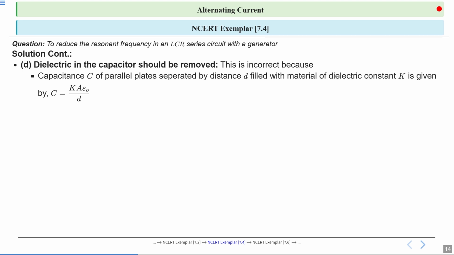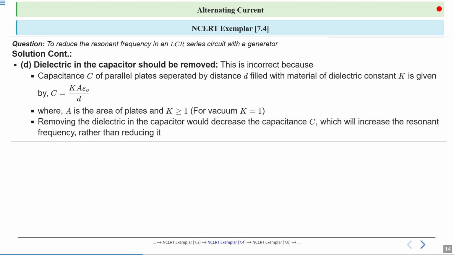So the capacitance C of parallel plates separated by a distance d, filled with a material of dielectric constant K, is given by C equals K A epsilon naught upon d, where A is the area of the plates and K is greater than or equal to 1. For vacuum, it is 1. Removing the dielectric in the capacitor would decrease the capacitance C, which will increase the resonant frequency rather than reducing it. Got it?